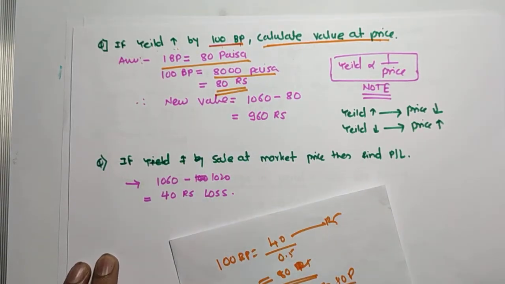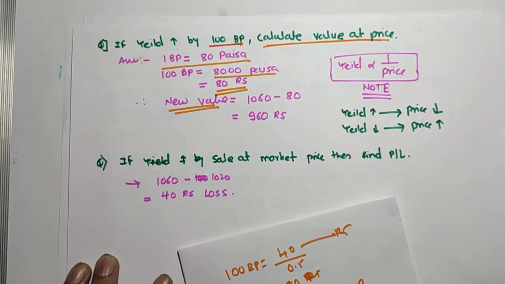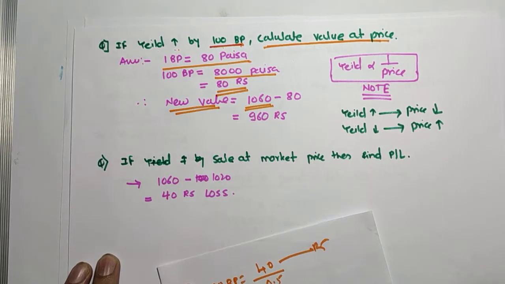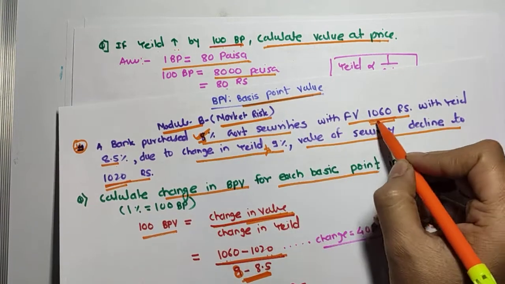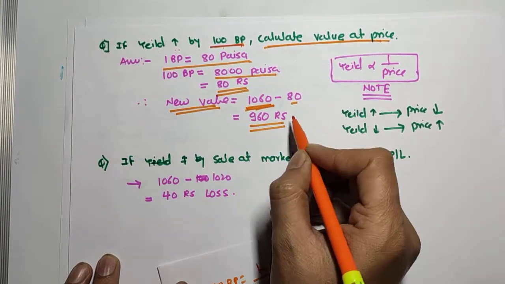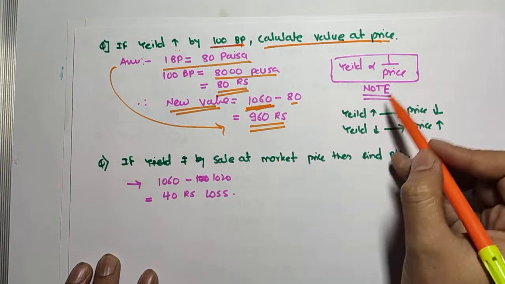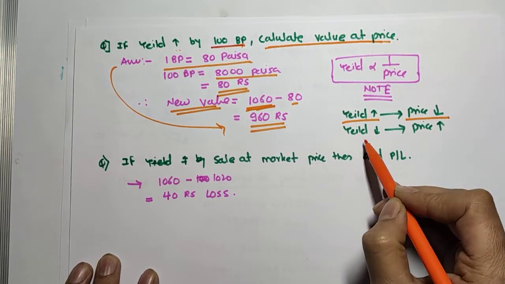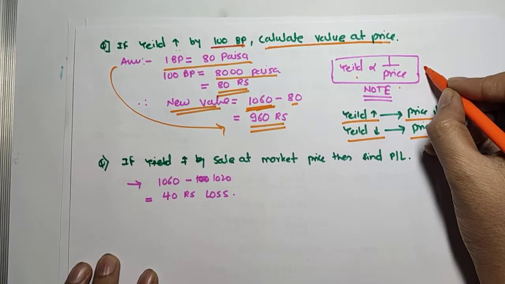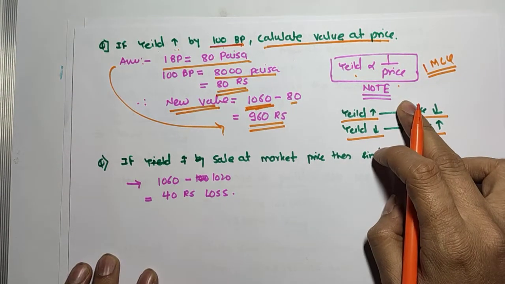Simple, right? So what will be the new value? What is the final value? The price has been changed. See here, in the question they have given face value is 1060. So always take the face value, subtract from face value, you will get the new value, right? So simple. Next question is very simple, and from that you can observe when yield increases, the price goes down, and when yield decreases, price goes up, because yield and price are inversely related. They may ask a one liner MCQ based on that formula, based on that theorem also.